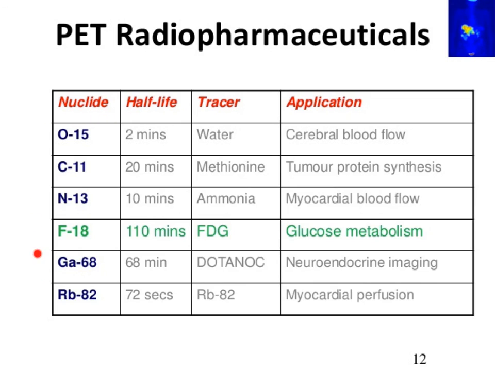Now, various radioactive isotopes are used in medicine. The radioactive atom is tagged to a natural chemical like water, like glucose, methionine, ammonia, and the combination is called a radiotracer. These radiotracers are used in protein tracking experiments that allow us to diagnose disease.